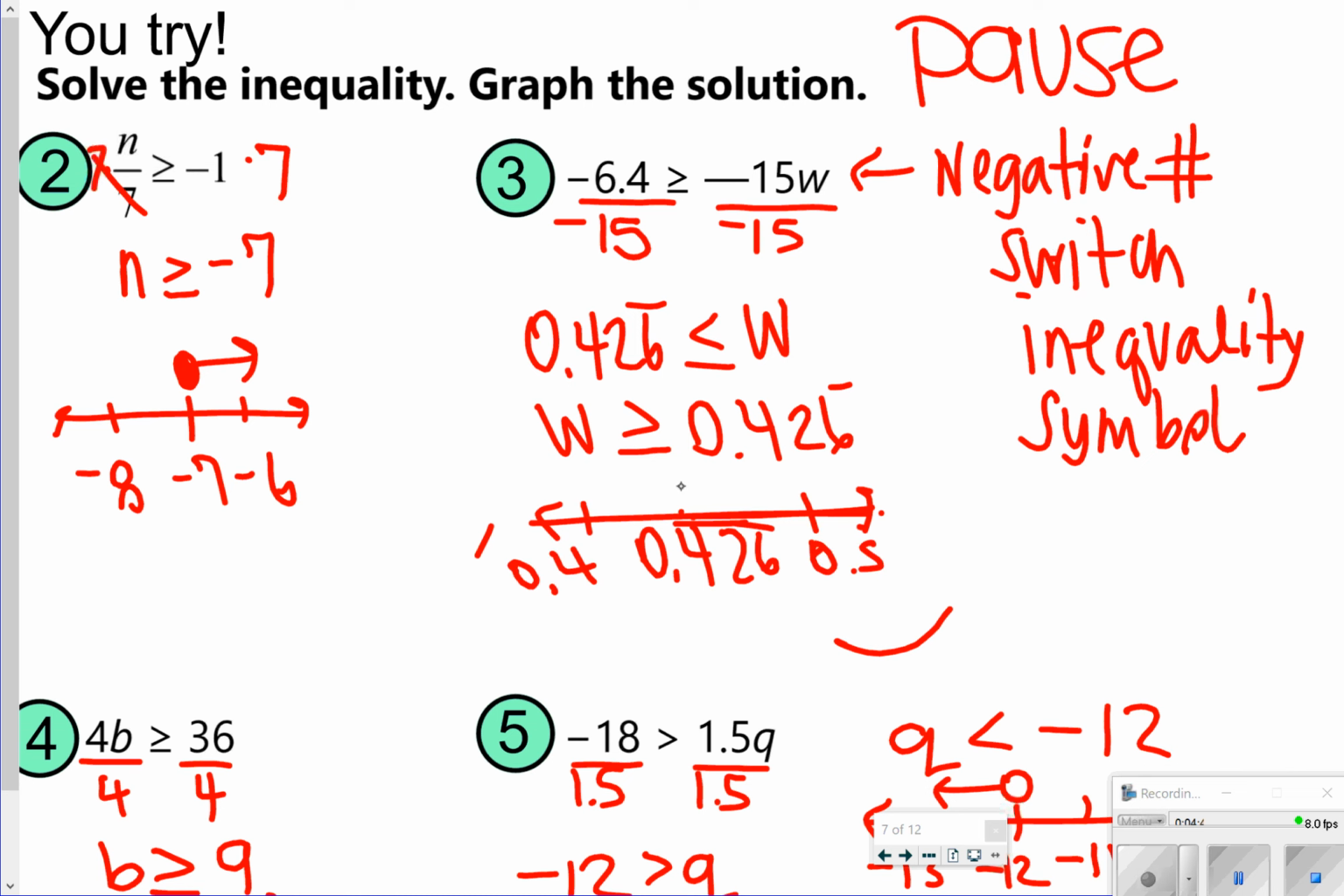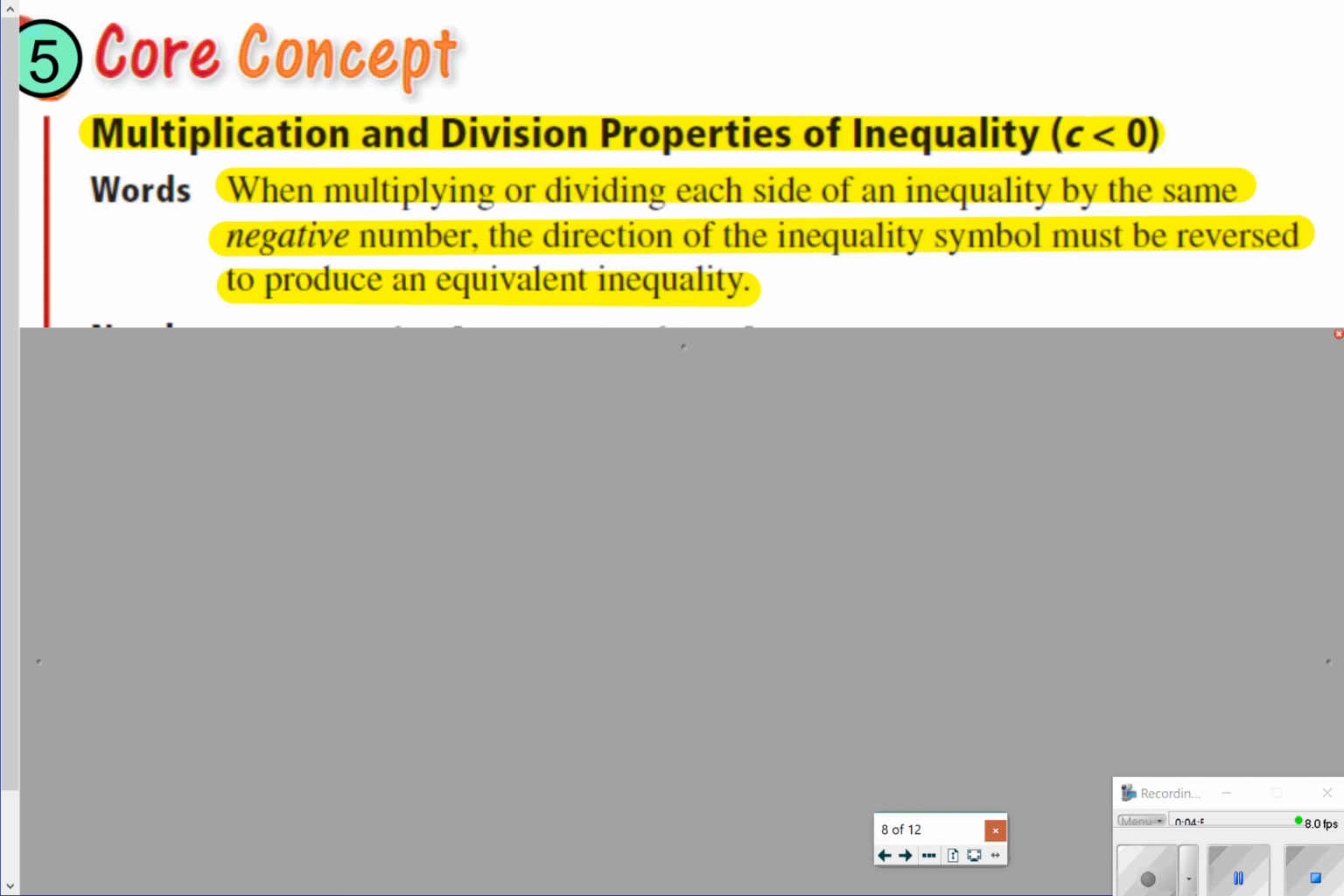You're going to have a closed circle pointing to the right. Okay? So that'll be the next thing we write down. When we multiply and divide by properties that are less than 0. When multiplying or dividing each side of an inequality by the same negative number, the direction of the inequality symbol must be reversed to produce an equivalent inequality. So anytime we multiply or divide by a negative number, we have to reverse our symbol.